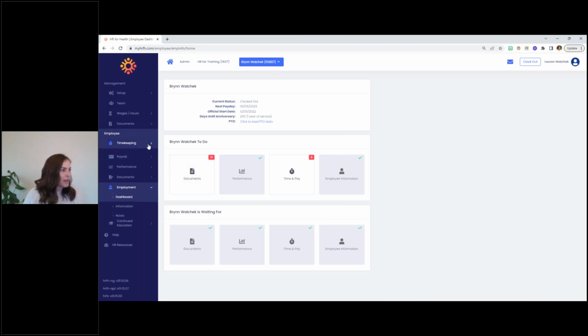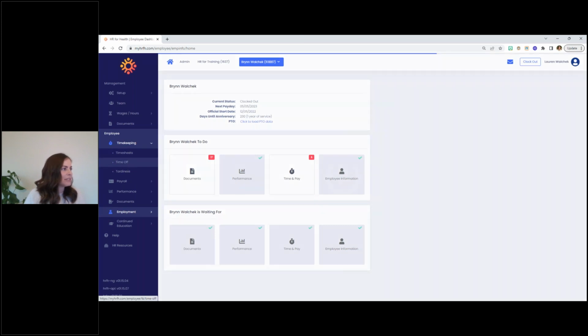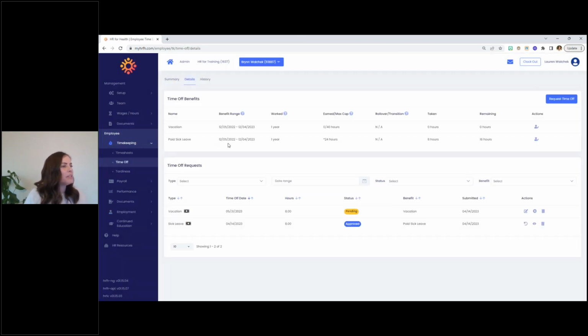So first, since we've been talking about time off, I'm going to go to this employee's time off section. Employees are always going to be able to see their time off balances, all of their requests, everything that they need to see in one page. This employee has a vacation benefit and a paid sick leave balance. For vacation, they have 0 hours remaining, and for sick leave, they have 16 hours remaining.